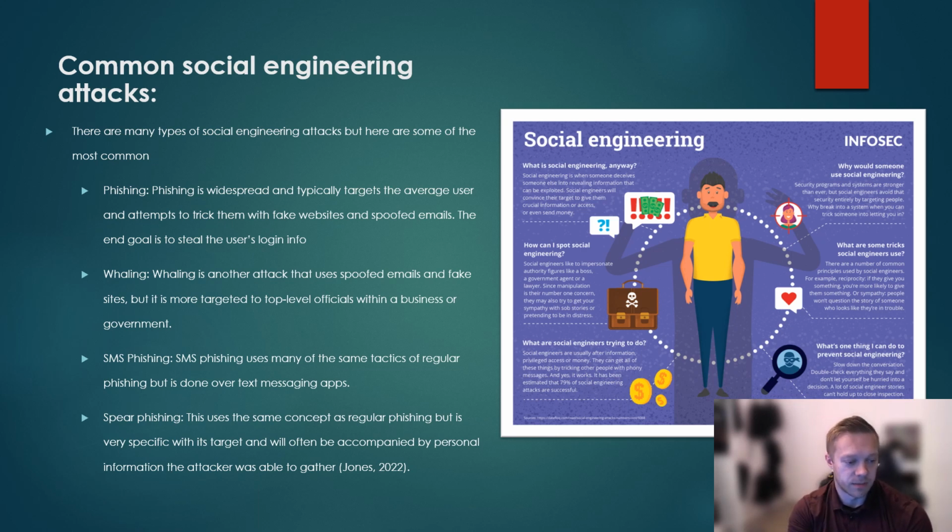And spear phishing. This uses the same concept of regular phishing, but is very specific with its target and will often be accompanied by personal information that the attacker was able to gather. So a lot of your open source information can be used for spear phishing because they're able to customize the attack for that individual, and they're really working on maybe 1 to 2 people within a company. So that can be a lot more targeted.